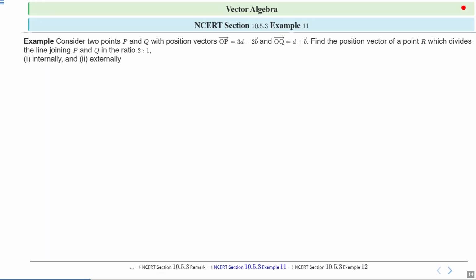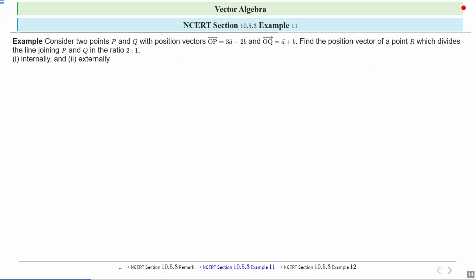So NCERT section 10.5.3 example 11. Consider 2 points P and Q with position vectors OP vector is equal to 3a vector minus 2b vector, and OQ vector is equal to a vector plus b vector. Find the position vector of a point R which divides the line segment joining P and Q in the ratio 2:1, first internally and second externally.